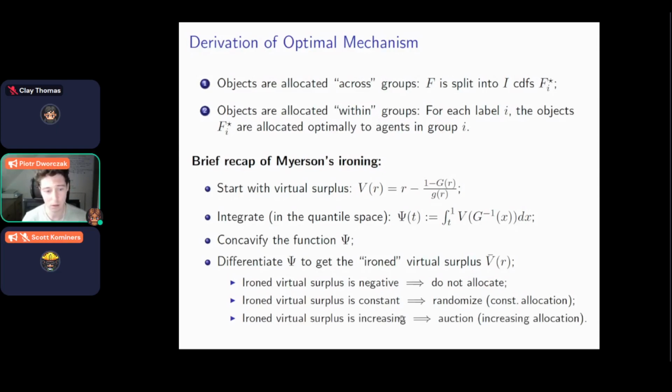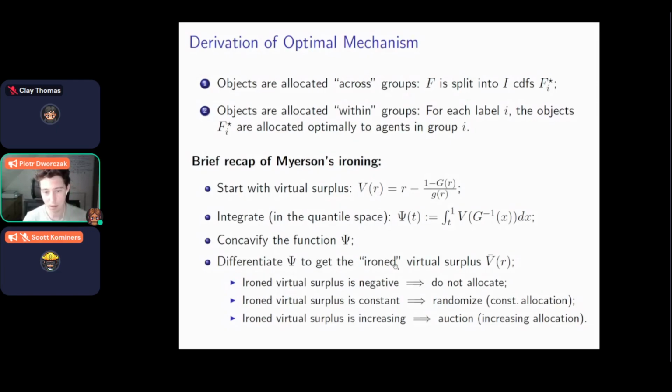And finally, whenever the ironed virtual surplus is increasing, you use some sort of auction to achieve an increasing allocation, so that higher types get a higher probability of getting the good. That's the idea. And now the magic of Myerson's ironing is that it really doesn't matter what this VR function is. For Myerson, it's virtual surplus, but we can put any function we like. And of course, we're going to put in the function from this framework. And we can use the same type of procedure.